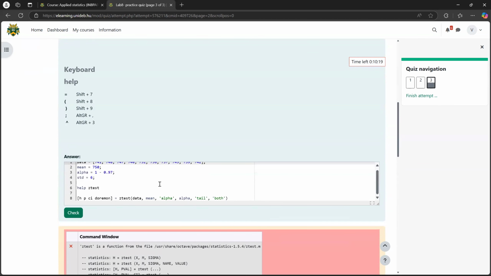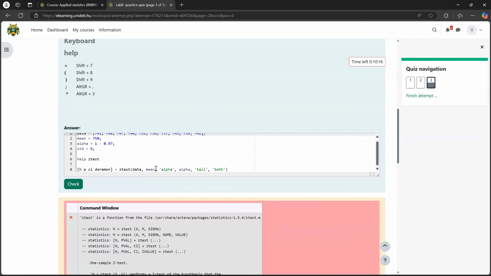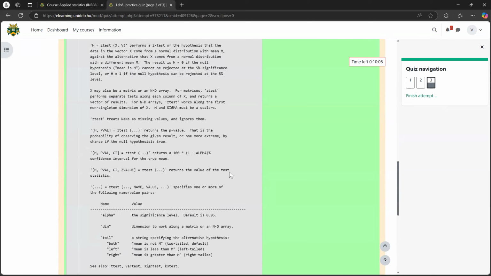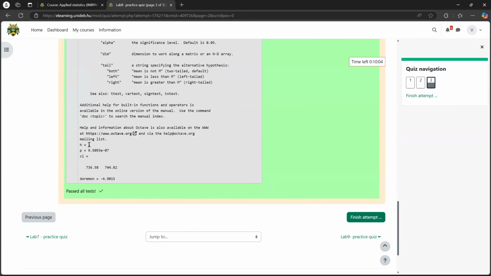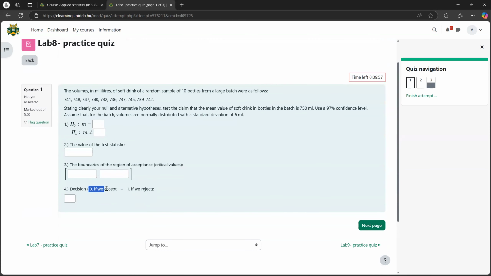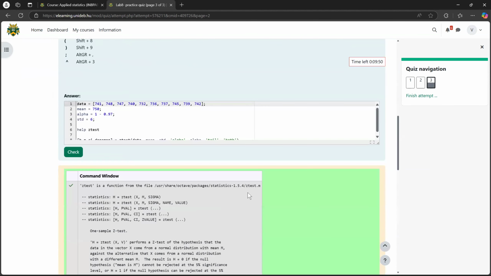Invalid value for standard deviation. Oh yeah, I didn't give standard deviation. See, x, m, sigma, I forgot the sigma. So STD. Okay, so the value of h is 1, which means, let's see here, 0 if the null hypothesis is accepted, 1 if it's rejected. So in this case, the null hypothesis has been sadly rejected.